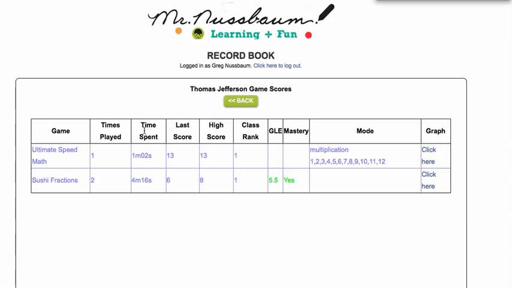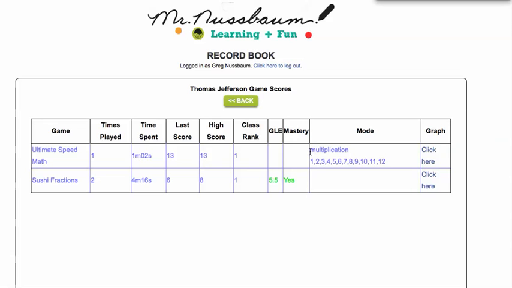I've spent 1 minute and 2 seconds on Ultimate Speed Math. I played that game one time. My last score was 13. My high score was 13. Currently, I'm ranked first in the class in this game. Ultimate Speed Math is impossible to have a grade level equivalency because there are so many different combinations of settings on this. Same thing with Mastery.